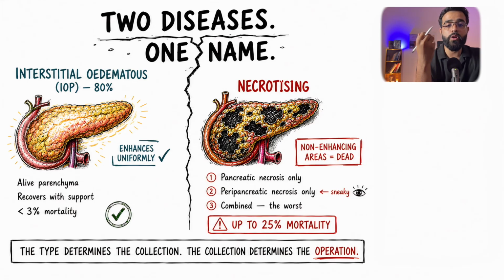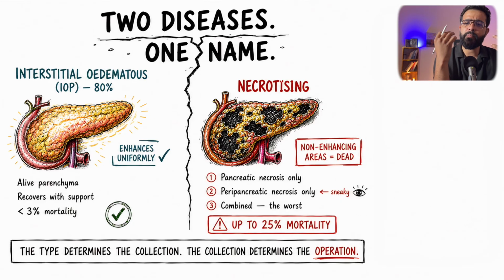This subtype is more common than most people think, and it's quite easy to miss because you are looking at the pancreas and the pancreas looks normal. Subtype 3 is the combined one, pancreatic and peripancreatic necrosis. This is the worst one because both the gland and the surrounding tissue are dying simultaneously. This is your CTSI of 8 to 10. This is an ICU patient.